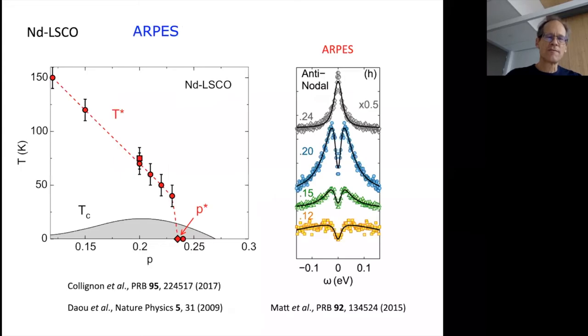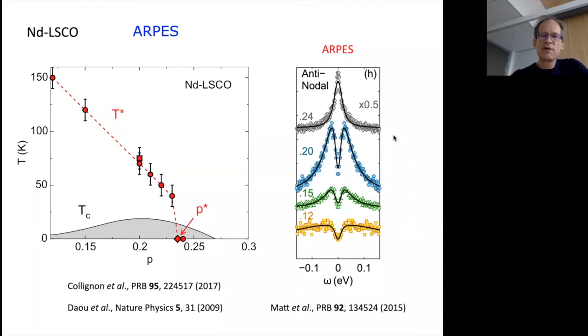Okay, so let's go to the cuprates now, and I'll look at a few signatures of this critical point. Before doing that, maybe I should say, what do you mean by pseudogap? What's the gap aspect of this? This is perhaps best illustrated by looking at angle-resolved photoemission.